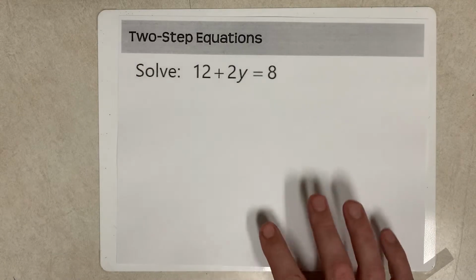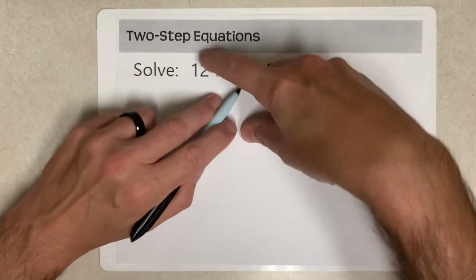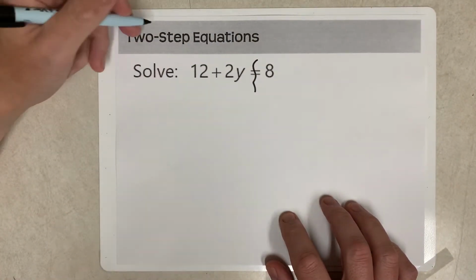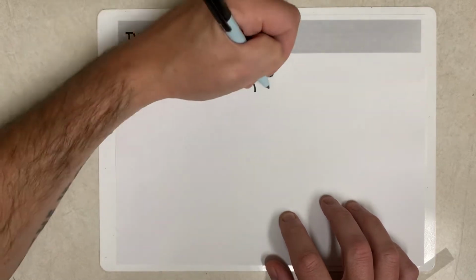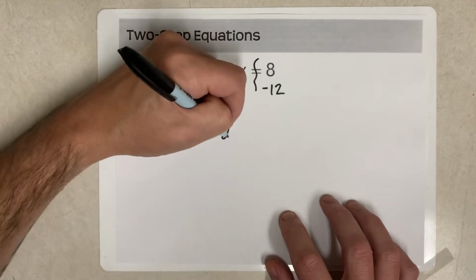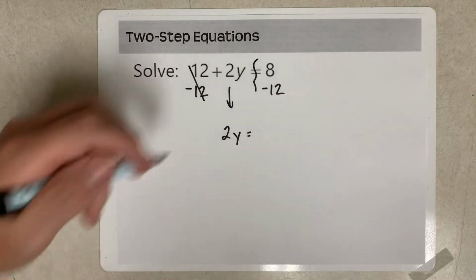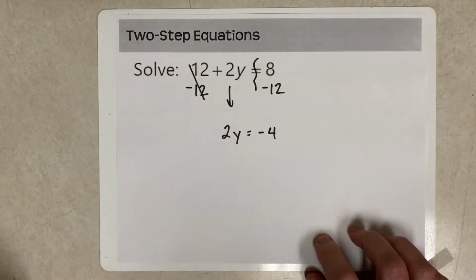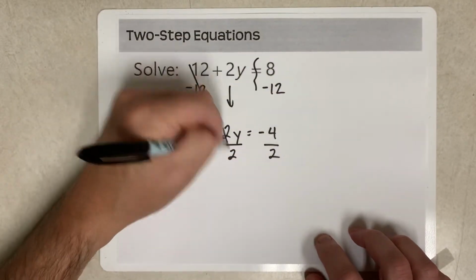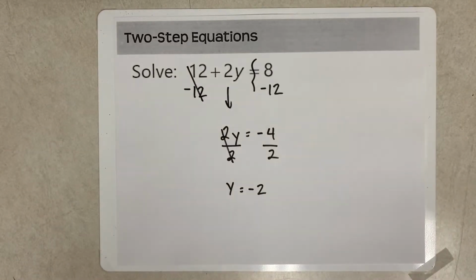All right, this one, I've got this 12 sitting in front. These two are kind of switched, aren't they? But that's okay to switch them. You can switch them if you want to. You just have to know that you have to get rid of the constant first. -12, -12. Those cancel. I'm going to bring down my 2y, and it is positive. 8 take away 12 should be -4. And now I'm going to divide both sides by 2. Cancel. And y is equal to -2. And that's it for that.